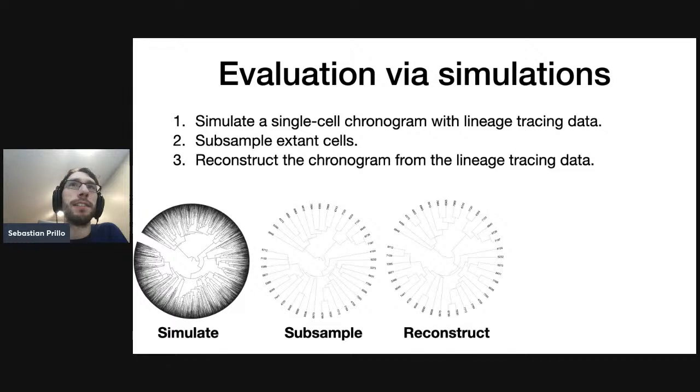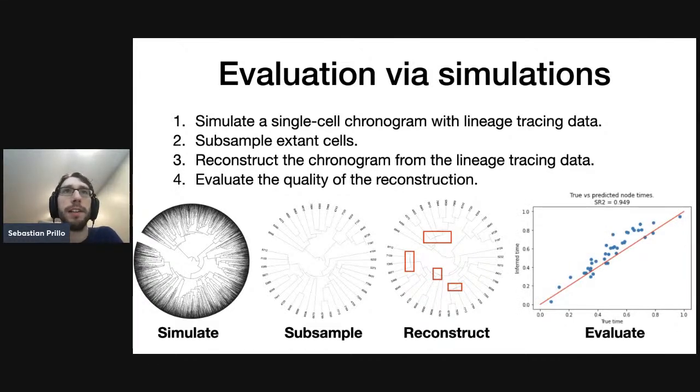Then we reconstruct the chronogram from lineage tracing data. We reconstruct the topology, we reconstruct the branch lengths. And if you pay close attention, you'll see that we have some branch lengths that are 0 here. So you would correctly guess that this is what you get out of the unregularized MLE. And finally, we evaluate the quality of the reconstruction using several metrics. In this case, one of the simpler metrics to look at is what's happening with the time of the nodes in the ground truth tree and in the reconstructed tree.